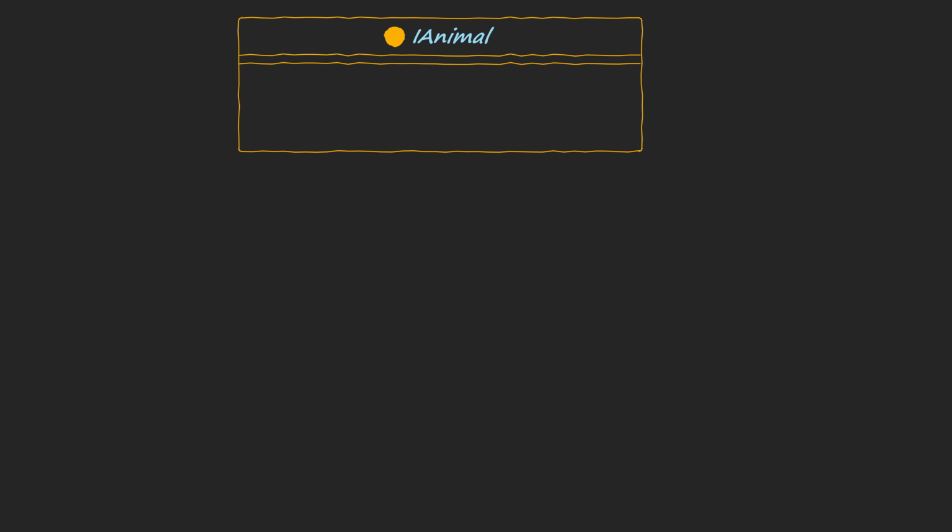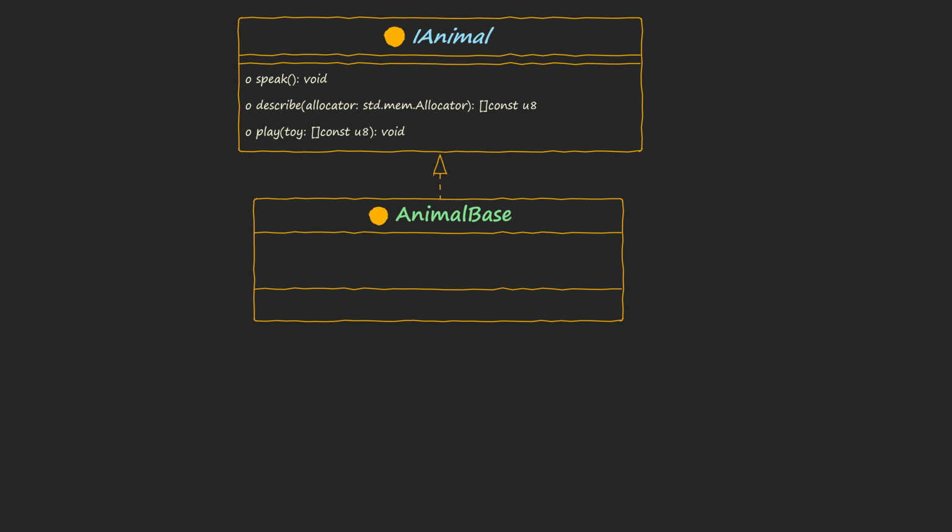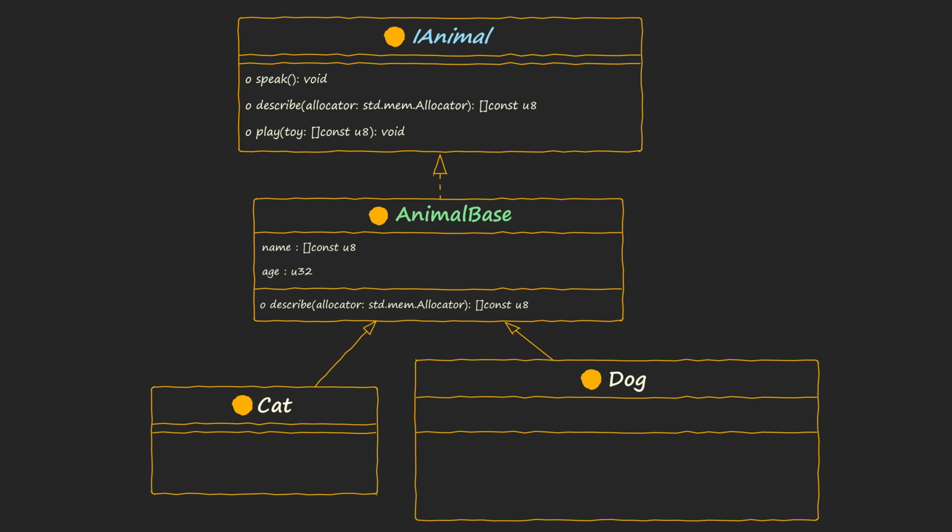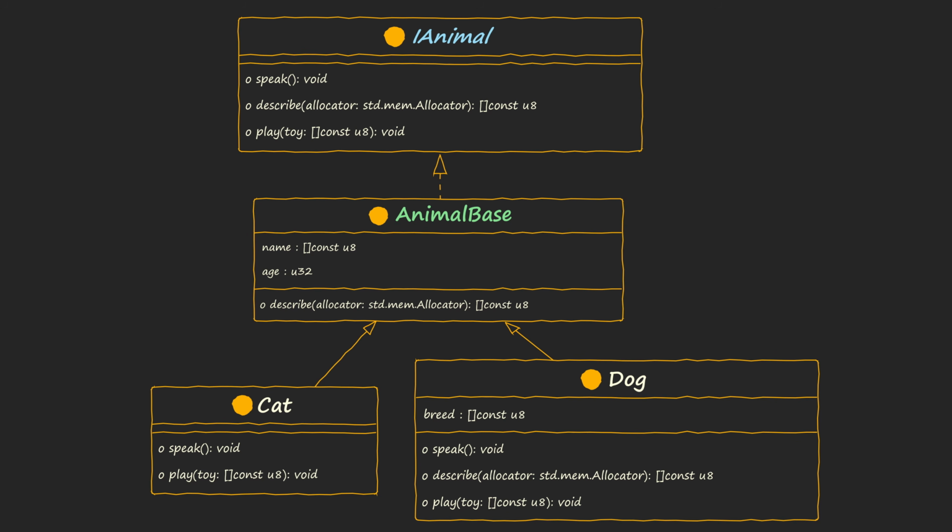Let's check out the demo using some basic polymorphism examples with animals. We will define an iAnimal interface. Each animal can speak, describe itself, and play with some toys. The AnimalBase class inherits from this interface, providing a generic implementation of the describe method, and it also stores name and age information. The target implementations, cat and dog, both implement the speak and play functions. However, dog includes an additional breed field and overrides the generic describe method.